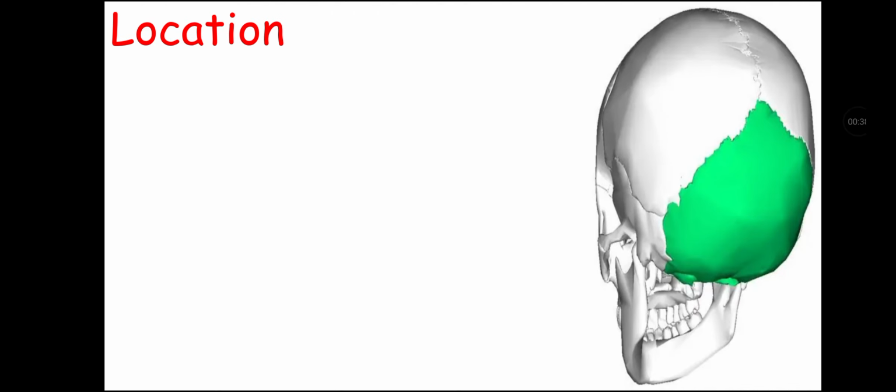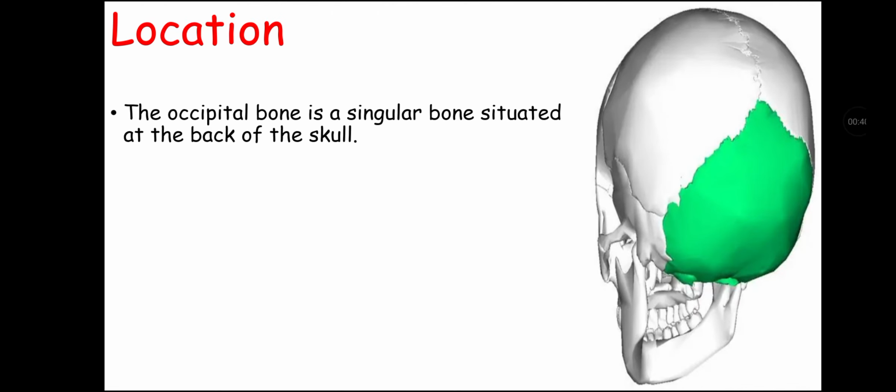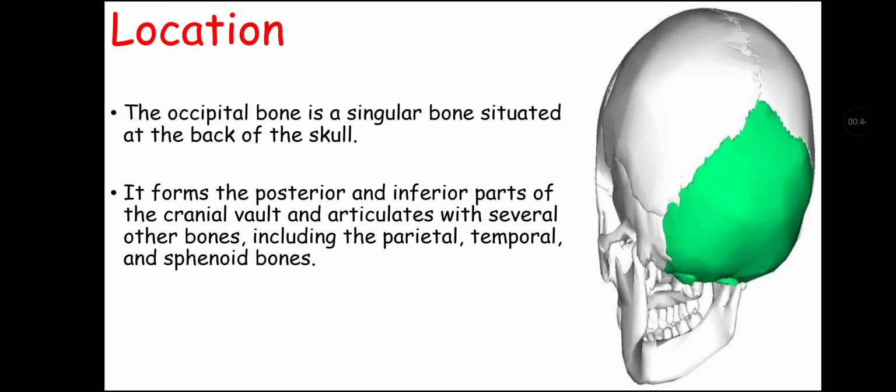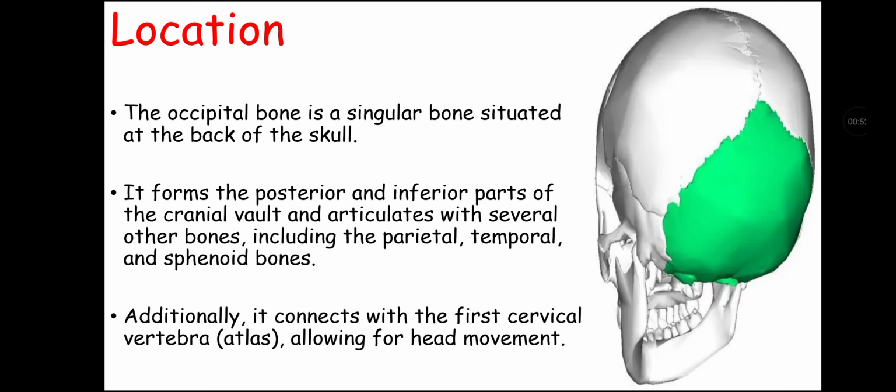Now let's talk about the location of the occipital bone. Occipital bone is a singular bone situated at the back of skull. It forms the posterior and inferior part of the cranial wall and articulates with the several other bones including the parietal bone, temporal bone, and sphenoid bone. Additionally, it connects with the first cervical vertebra, that is atlas, and that allow for head movements.